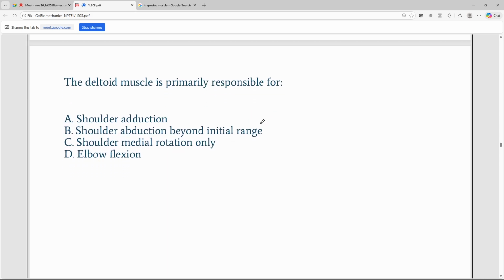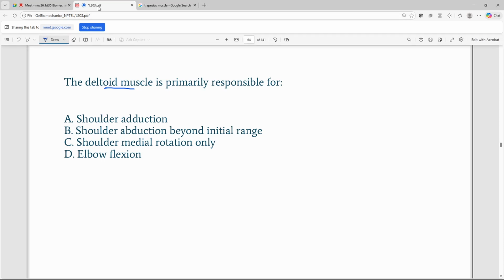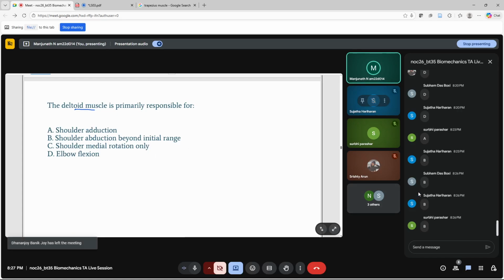Next question. I just explained that. The deltoid muscle is primarily responsible for which of the motions? Options are shoulder adduction, shoulder abduction beyond initial range, shoulder medial rotation only, option D, elbow flexion. So what is the primary responsibility of deltoid muscle? I just explained the function of deltoid muscle.